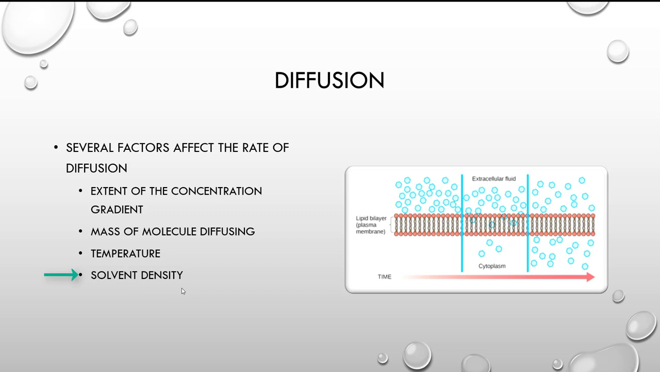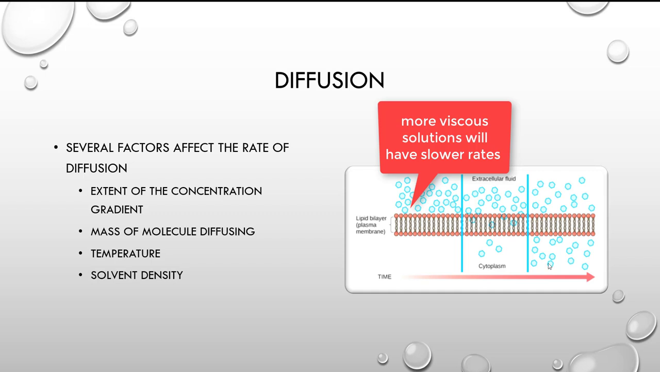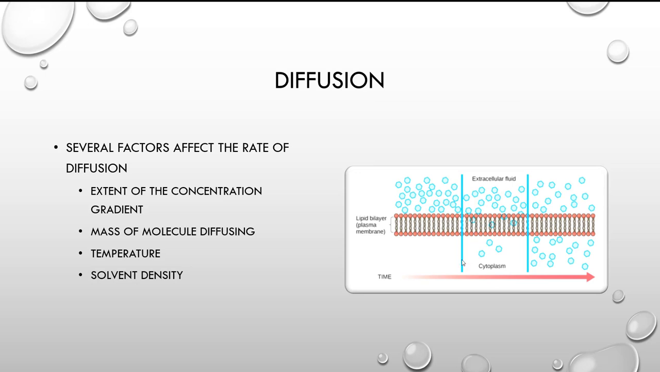And then the solvent density. Basically, if we have a more viscous solvent, then it's going to be harder for the molecules to make it across. If the liquid is thick and highly viscous, it's harder. If the solvent is thinner, less viscous, it's going to be easier for the molecules to move across. Okay, so solvent density does have an effect on the rate of diffusion as well. So imagine these molecules moving through honey versus liquid water. It's going to be a lot easier for them to move through liquid water than through honey.